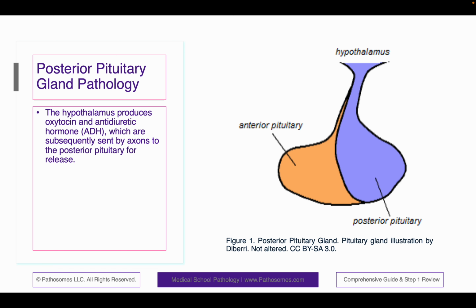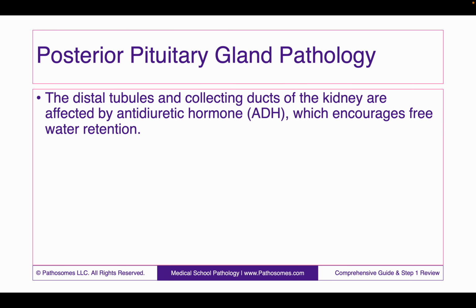Posterior pituitary gland pathology. Now, as we know, the hypothalamus produces oxytocin and antidiuretic hormone, ADH, which are subsequently sent by axons to the posterior pituitary for release. The distal tubules and collecting ducts of the kidney are affected by antidiuretic hormone, ADH, which encourages free water retention, hence the antidiuretic effects.